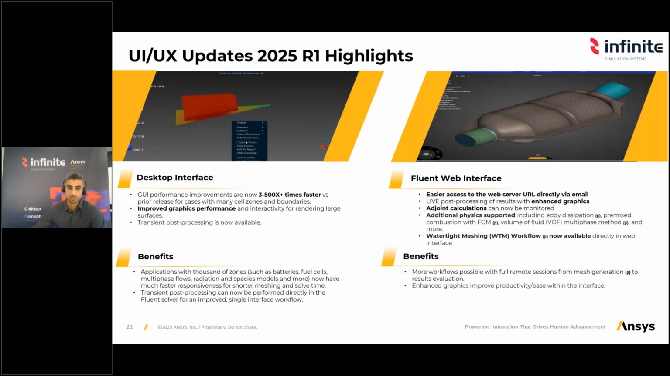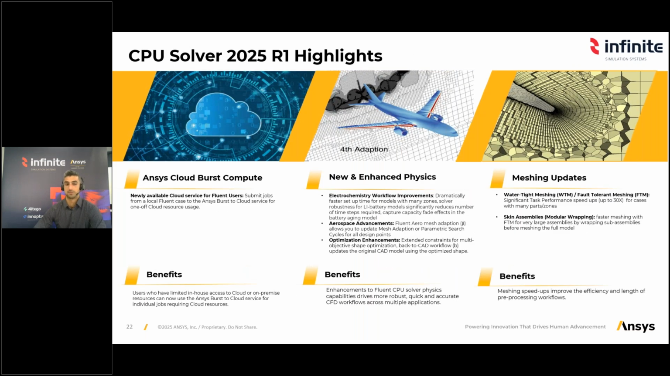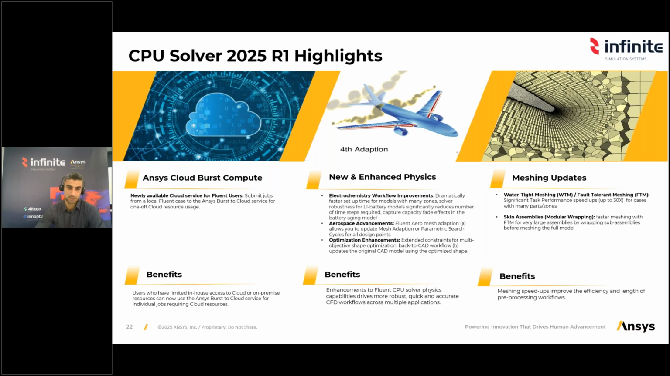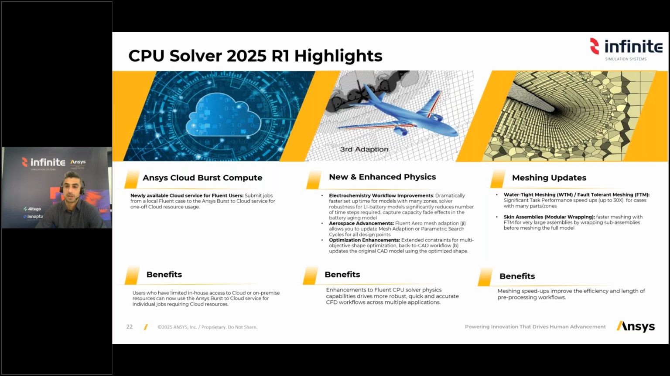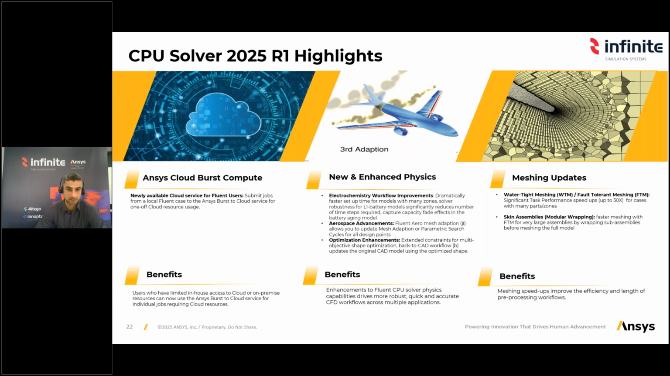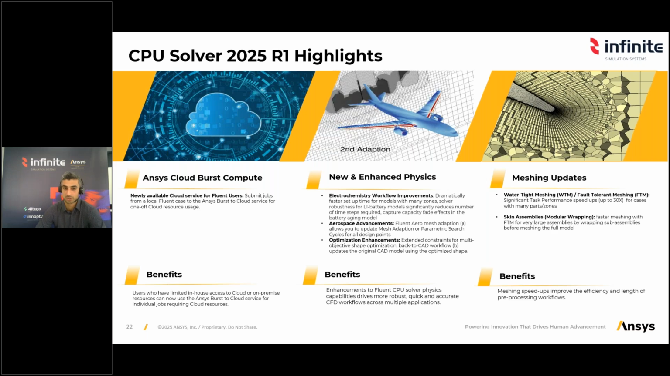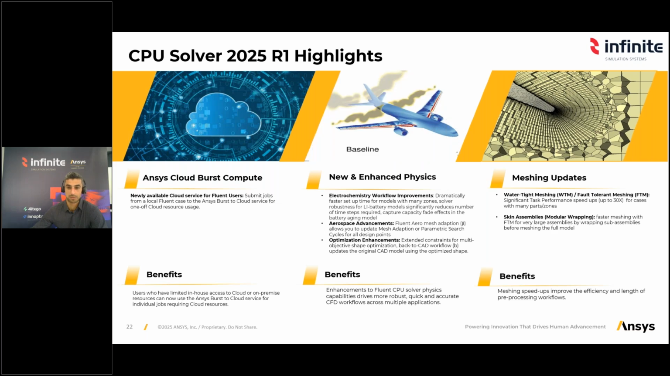I talked about the GPU, but also on the CPU side, there is now the possibility to use the brand new cloud solution from Ansys, which is Ansys Cloud Burst Compute. I will come back to that later in the presentation. Overall, some new improvements in the field of aerospace and electrochemistry in Fluent, and some optimization enhancements. And also on the meshing side, strong meshing improvements, like for instance, the watertight meshing workflow and the fault-tolerant meshing workflow have also received some updates.